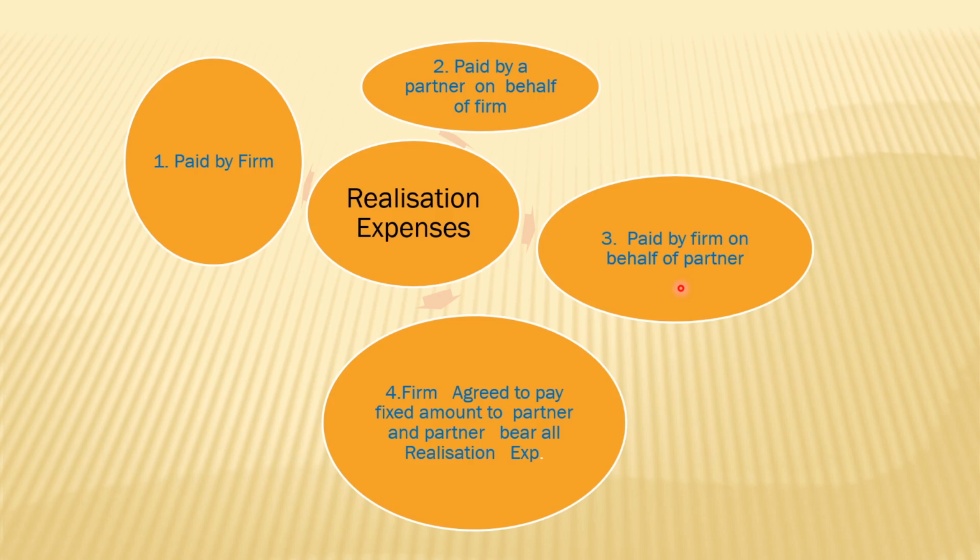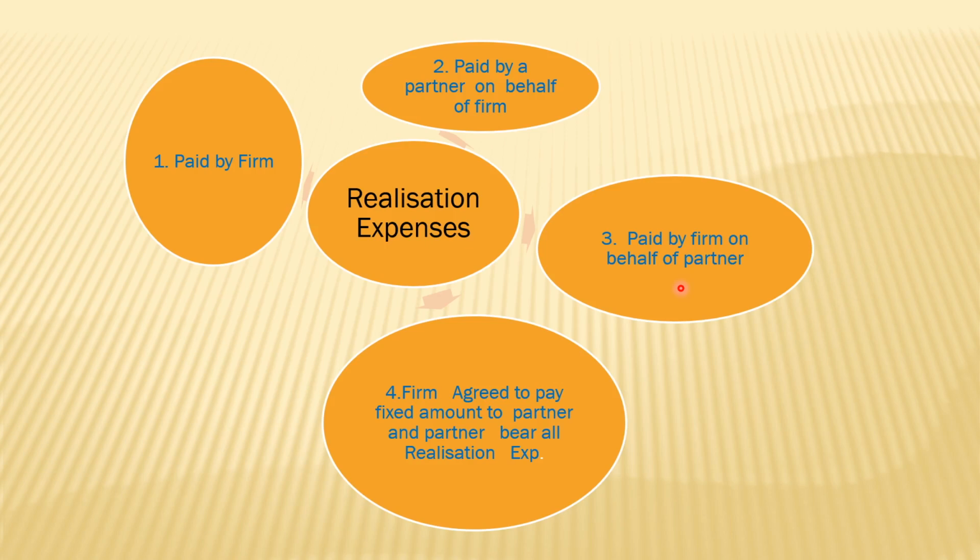For example, X and Y are partners. Y should pay the realization expenses, as was the agreement between the partnership firm and Y. But at the time, the firm paid on behalf of Y. So the entry will be Y's capital account debit to bank account. In this case, realization account debit to bank will not be done, because the firm's cash balance decreases, but it is ultimately on behalf of one partner, so his capital should also decrease. Therefore, capital will be debited as well as cash credited.